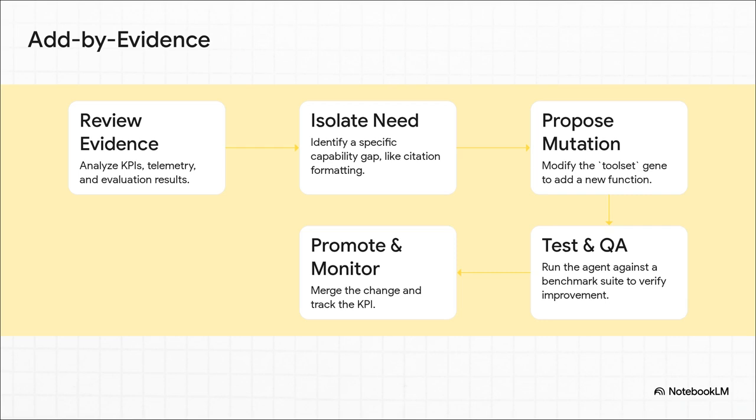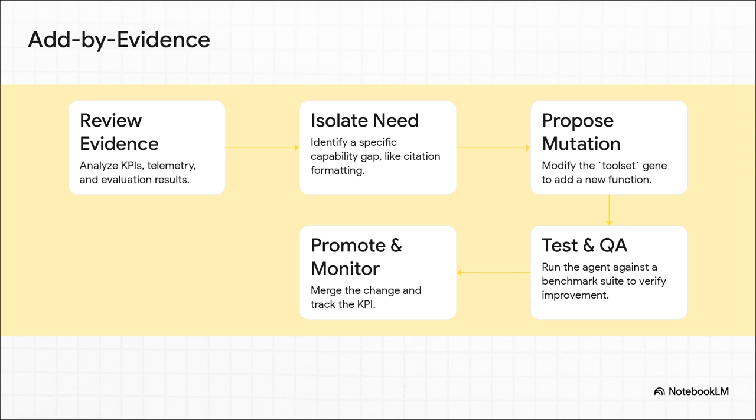1. We review that evidence, the 75% KPI. 2. We isolate the specific need. Looks like it's a problem with formatting citations. 3. We propose a specific gene mutation. Maybe we modify the toolset gene to add a better formatting tool. 4. We test the heck out of it against our benchmarks. And 5. Only if it passes do we promote the change and keep an eye on that KPI.